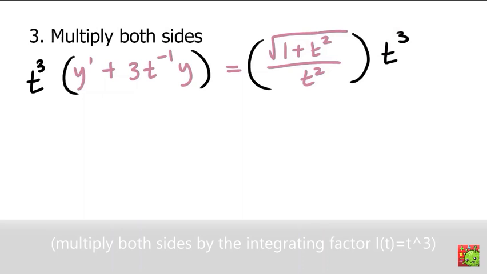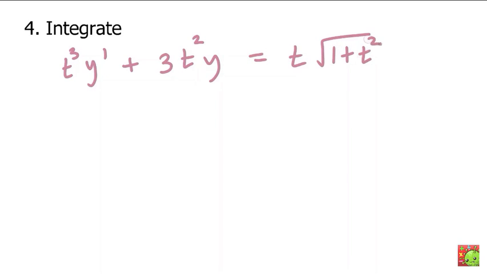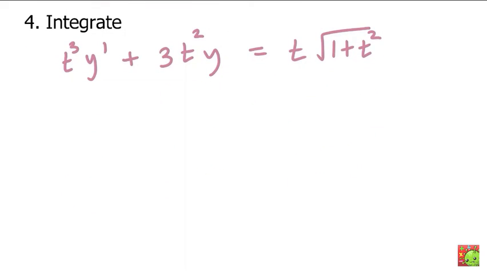We go ahead and do that, and we get t cubed y prime plus 3t squared y equals t times the square root of 1 plus t squared. Just going to make sure that's right. Yep, that looks right. So we can go ahead and integrate this, so add the integration notation.